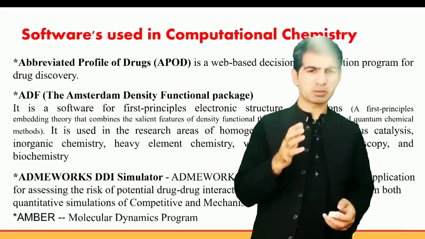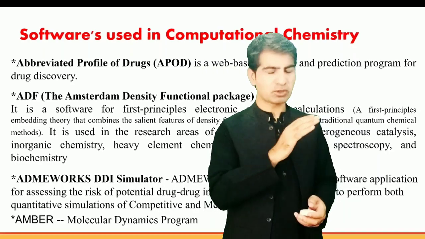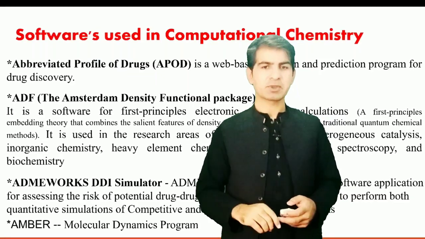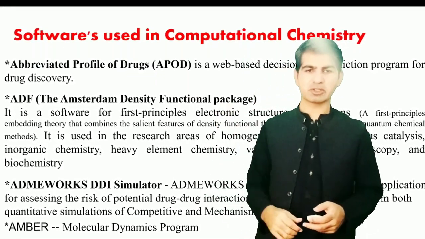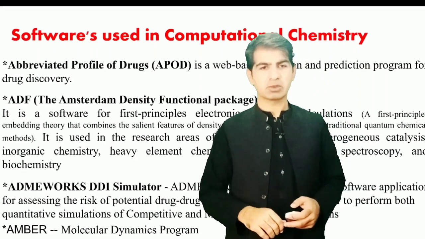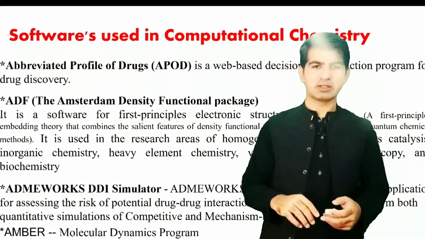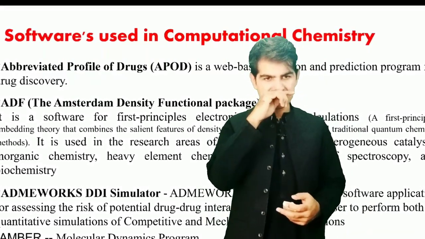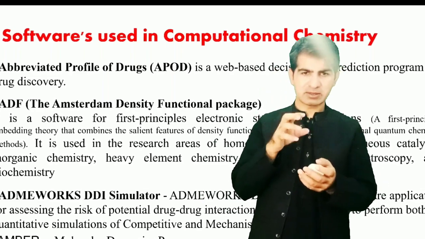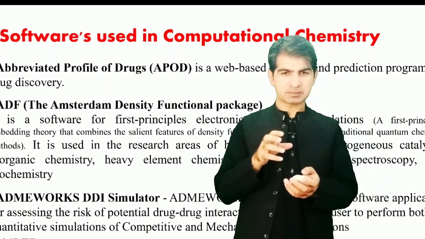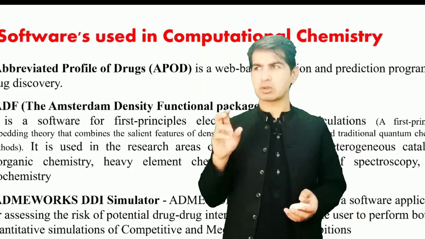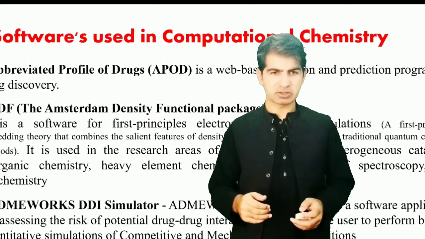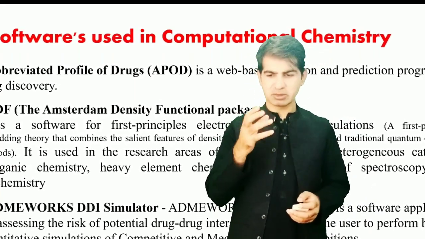Okay, so there are some of the softwares which are used in computational chemistry. APOD, abbreviated profile of drugs, is used for drug discovery, not drug design, drug discovery. And ADF is the Amsterdam density functional package. This is a little famous nowadays, and it is used for first principle electronic structure calculations, a first principle embedding theory that combines the salient features of DFT and traditional quantum chemistry. So the traditional quantum chemical methods are used with the DFT, and it gives you the calculations. Therefore it is a little bit famous nowadays.